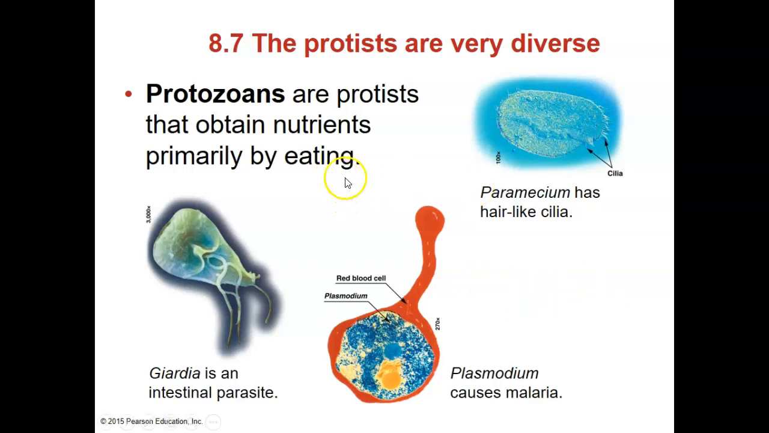Different types of protozoans are shown in this slide. Paramecium is a type of protist that has hair-like cilia, which help them move in the freshwater environment. They are not very harmful. They like fresh water, so they can be found in many ponds, lakes, and rivers. Giardia is an intestinal parasite that can cause diarrhea. Plasmodium is a protozoan that can cause malaria.